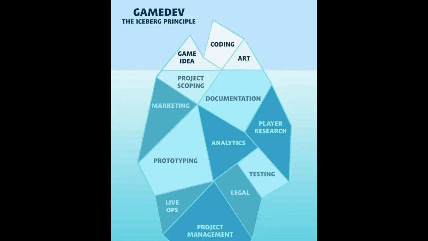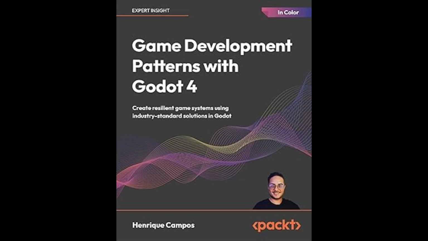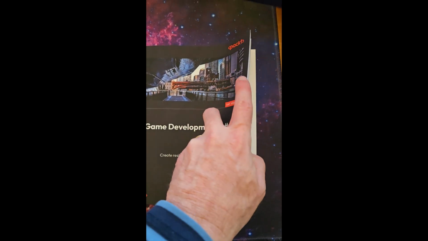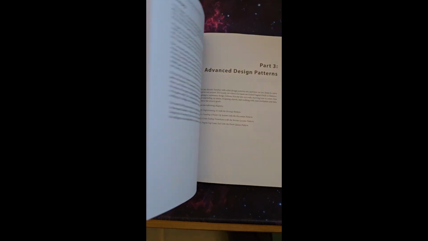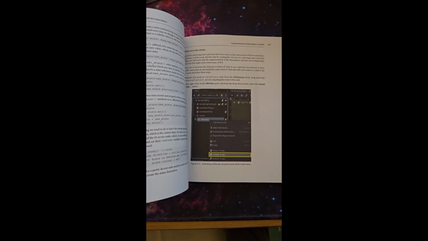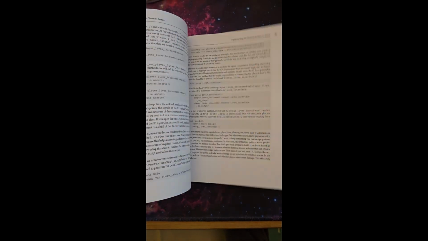If you want to truly get to grips with programming patterns for game development, and specifically for Godot, then I highly recommend the new book by Enrique Campos titled Game Development Patterns with Godot 4. The book teaches object-oriented design, the SOLID programming principles, and 9 programming patterns. These are the singleton pattern, observer, factory, state, command, strategy, decorator, service, and event queue pattern.